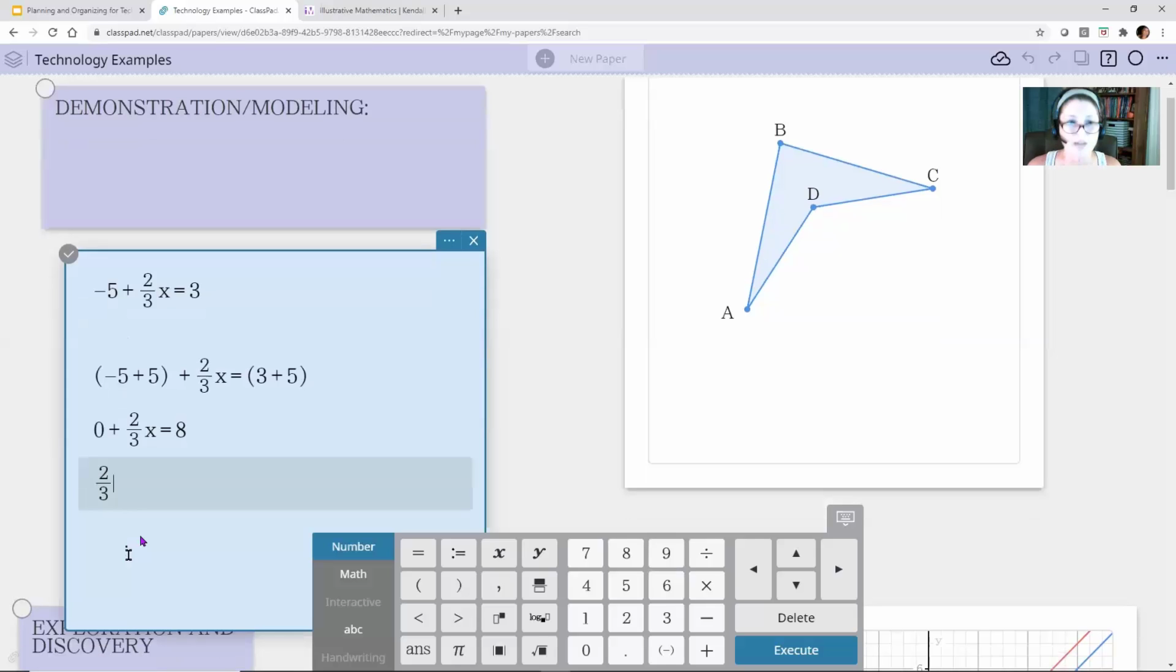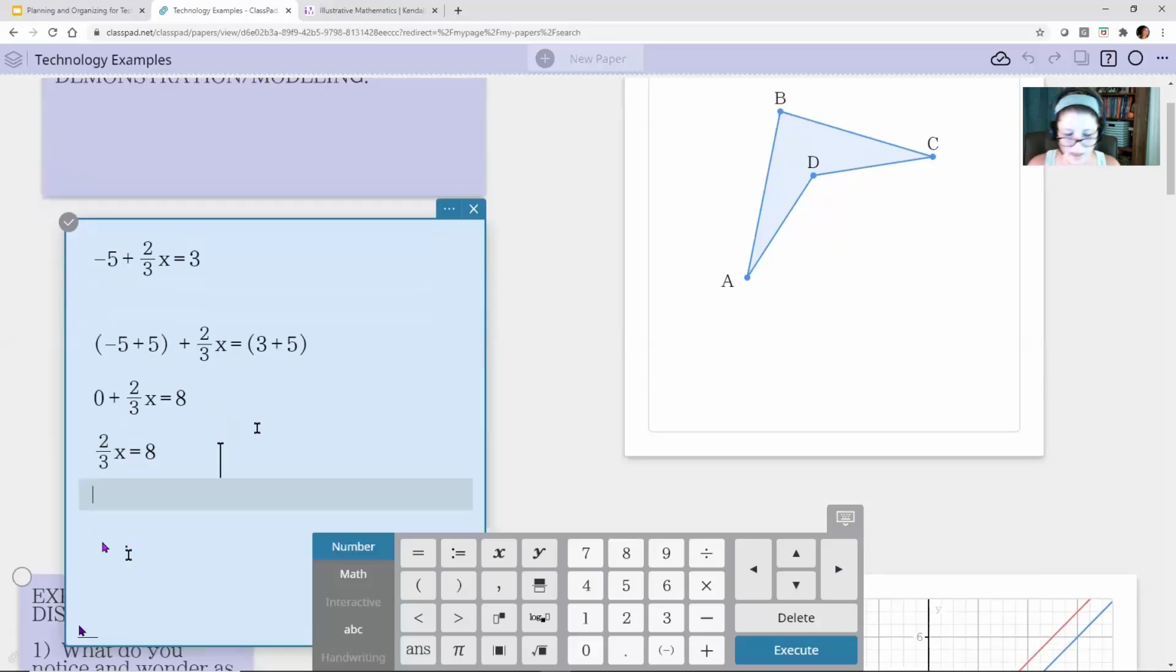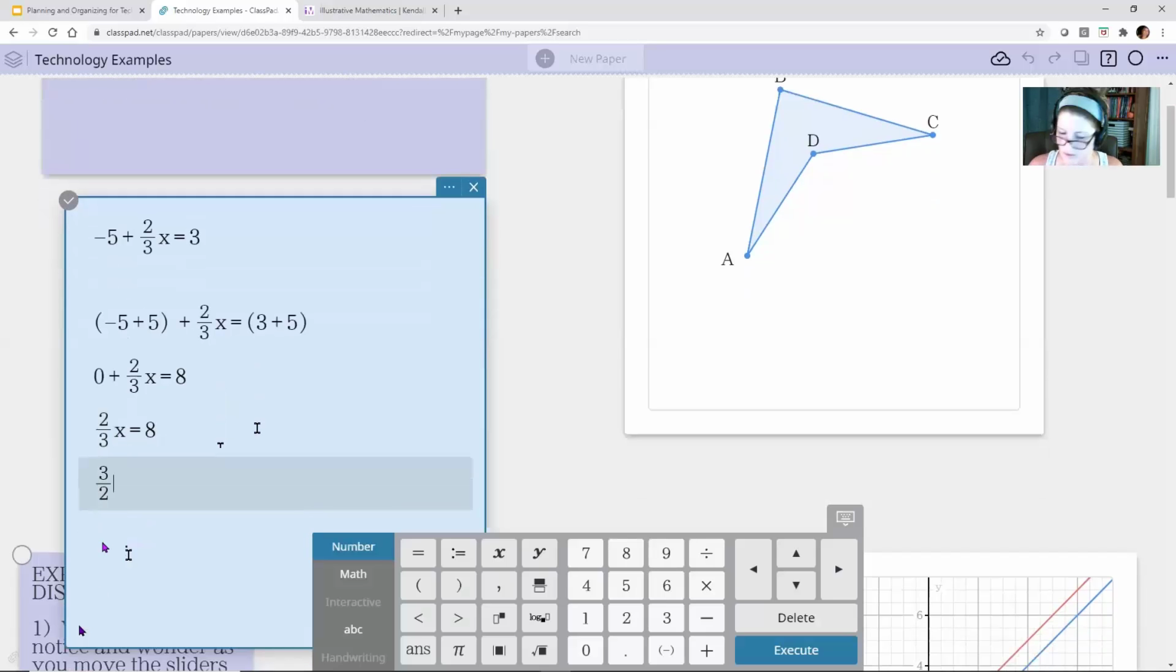So what I'm modeling here is the process, but as I talk through it, I am also using my properties. So this is what I'm trying to help students understand, is that you're not just showing your work, you're actually explaining why. So maybe they have to write it off to the side. So now how do I isolate the x? Well, I need the multiplicative inverse of 2/3. So I now know, using my properties, that that is 3/2 times 2/3.